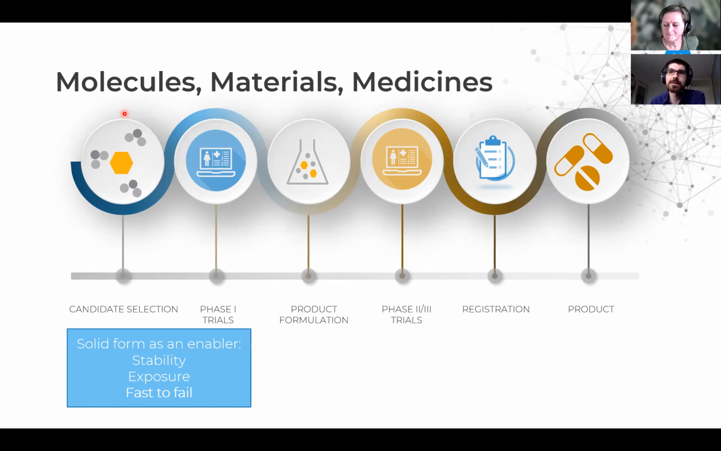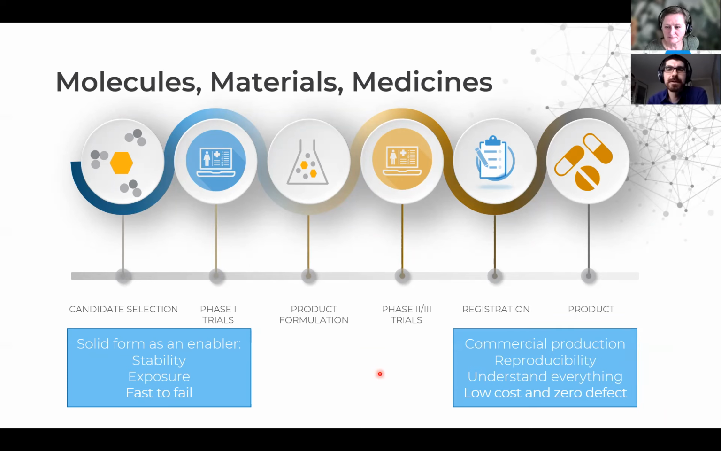So we can start to really think about how we might best make use of our crystal structure to think about stability, think about dissolution, think about how it's going to behave in the body. And so we can make some important mechanistic decisions here.